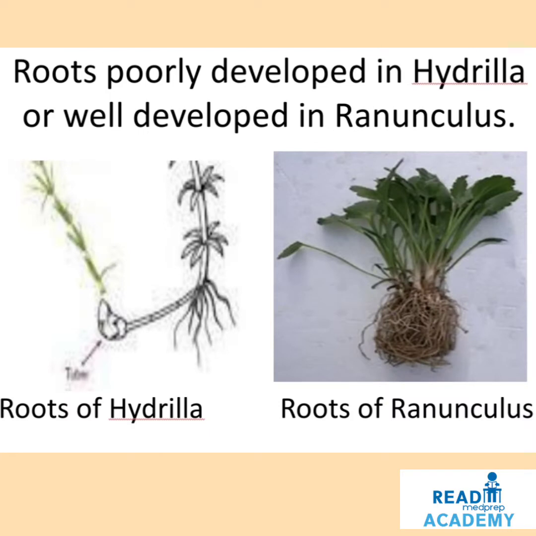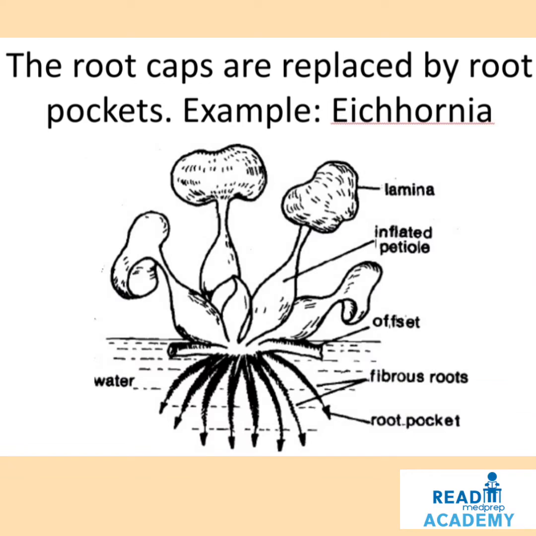Sometimes the roots are poorly developed, as in Hydrilla. You can see the image on the left side. On the right side, you can see in the image that in Ranunculus, the roots are well developed. The root caps are replaced by root pockets. Example, Azolla. You can see in the image below the lamina present at the end of the inflated petiole, which is attached to the offset. Below the offset are the fibrous roots, and roots have root pockets.